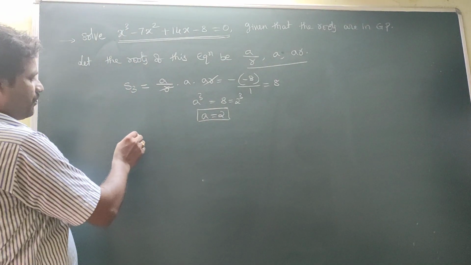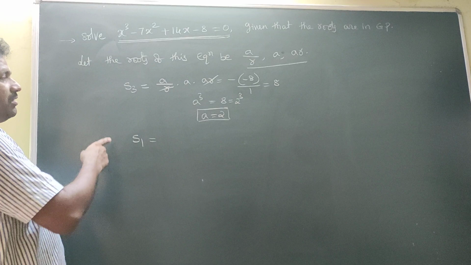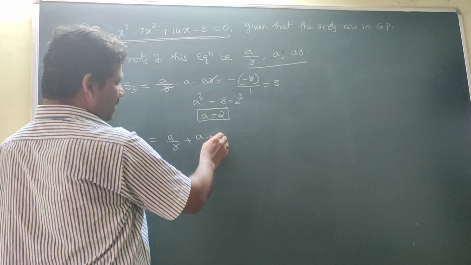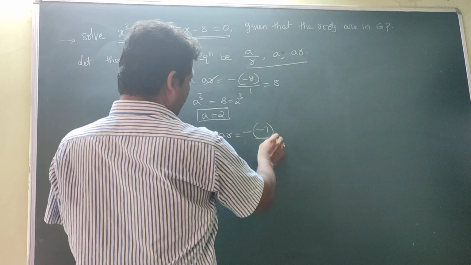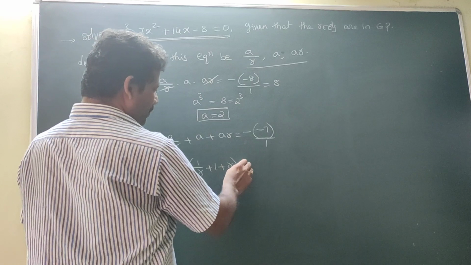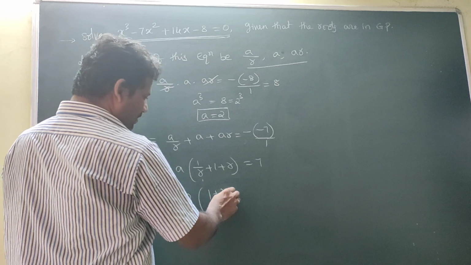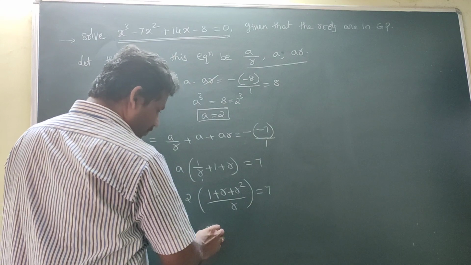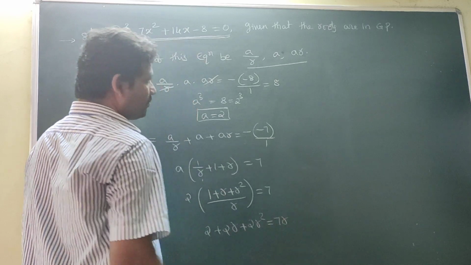Right. Now take S1. In this case also S1, S3, previous problem also, in this problem also S3, S1. A by R plus A plus A R equal to minus of minus 7 by 1. And equal to, take A common, 1 by R plus 1 plus R equal to 7. What is the A value? 2 into 1 plus R square by R equal to 7. 2 plus 2R plus 2R square equal to 7.